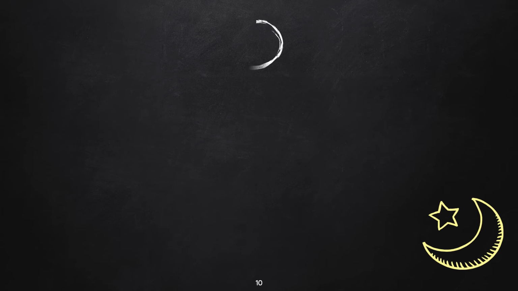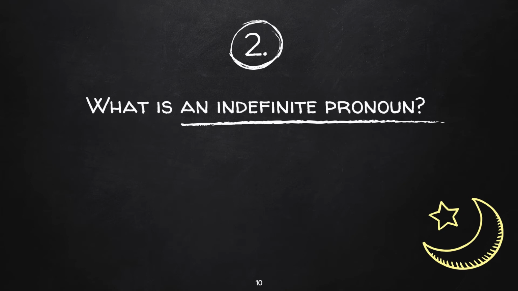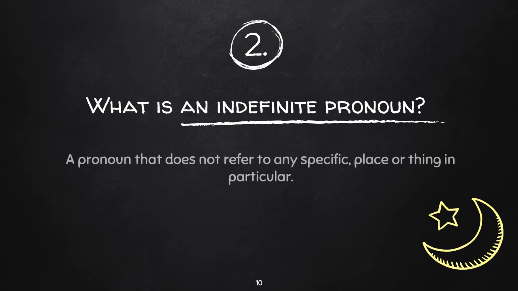And now we've reached the second part of the video, indefinite pronouns. So what is an indefinite pronoun? It is a pronoun that does not refer to any specific person or thing in particular. We have several types of indefinite pronouns.